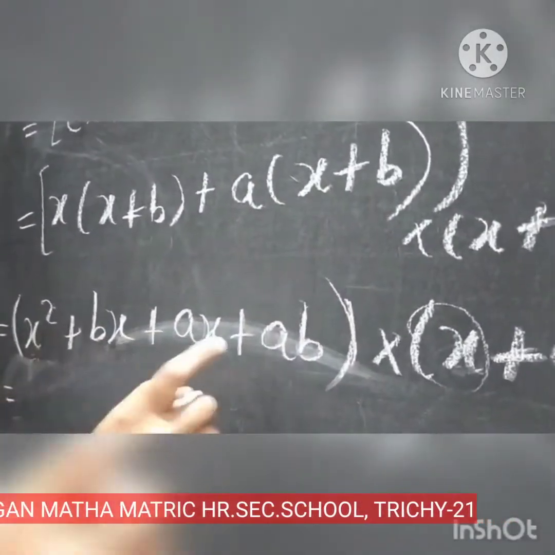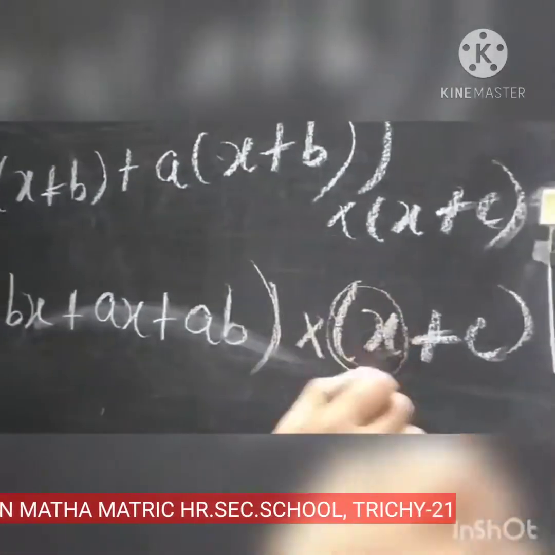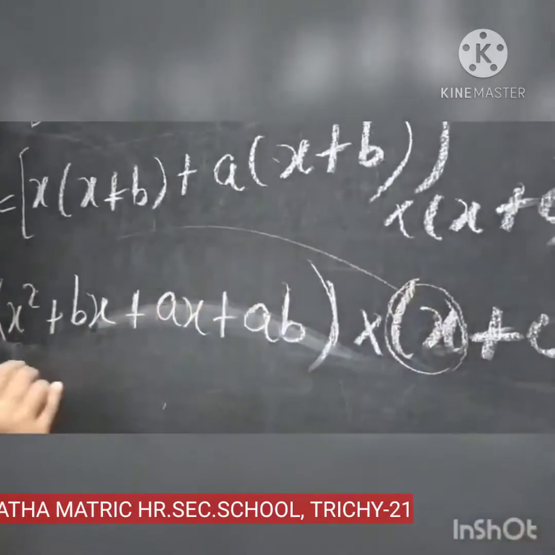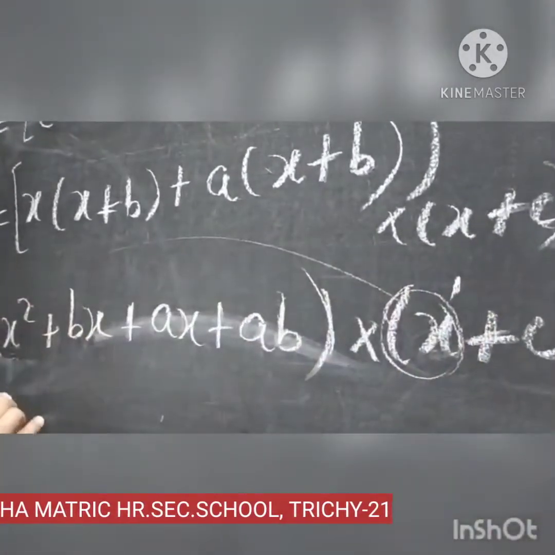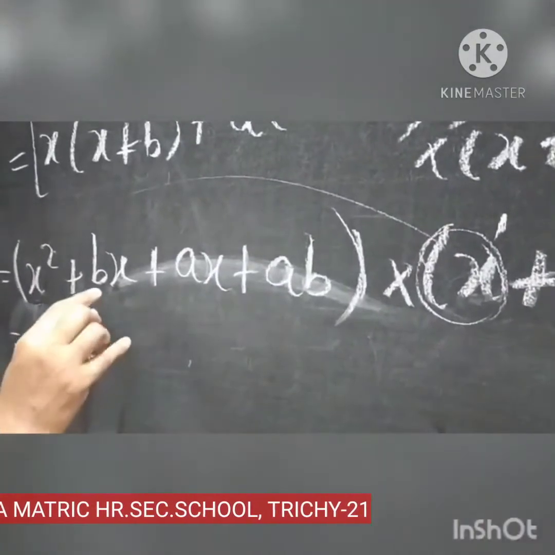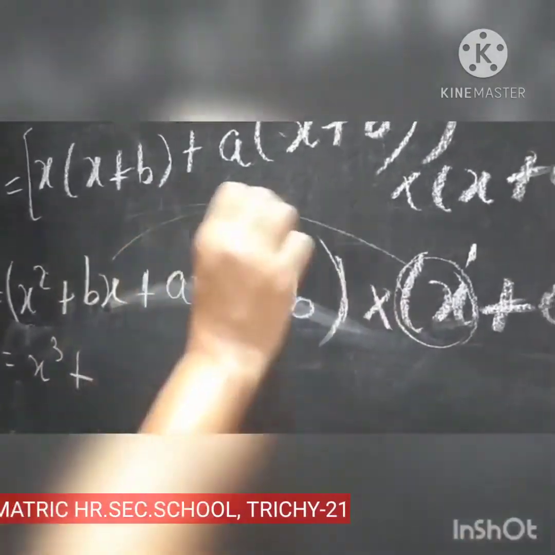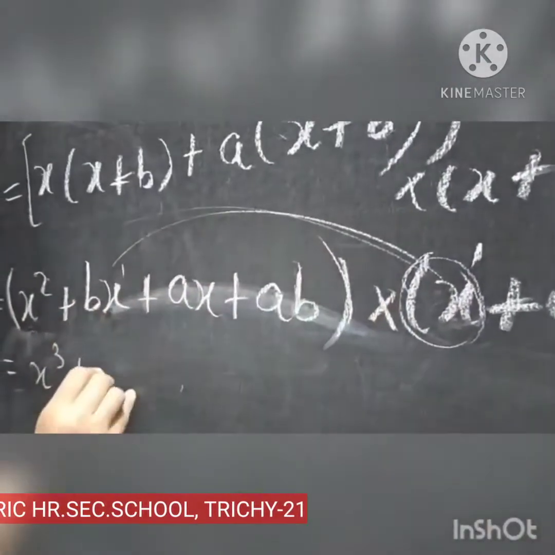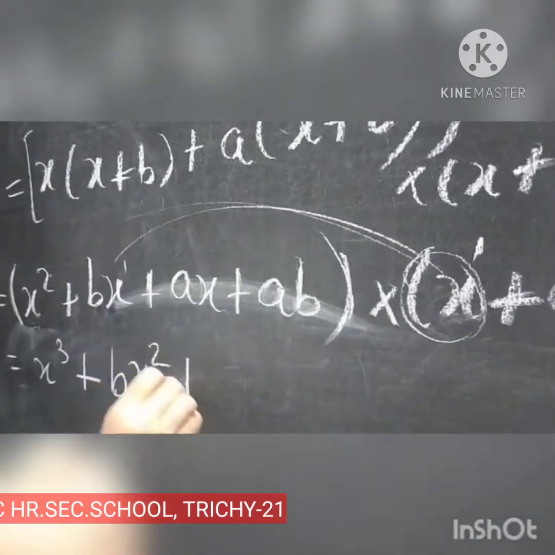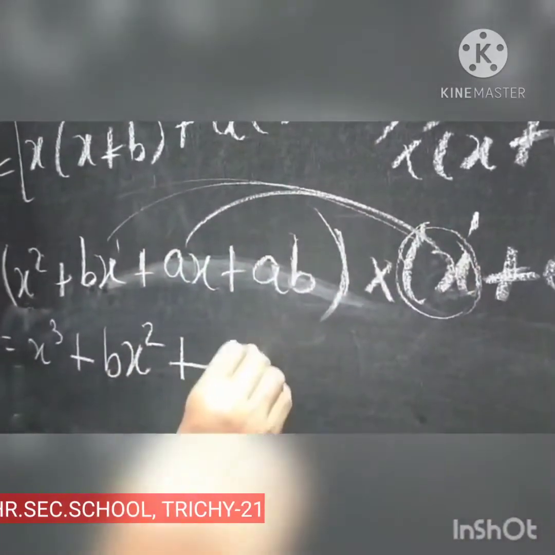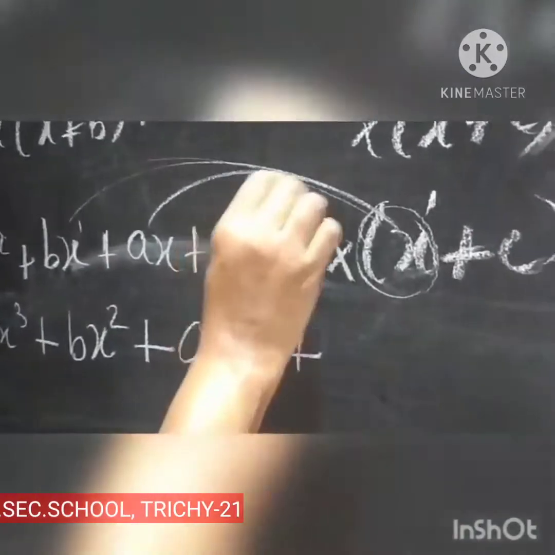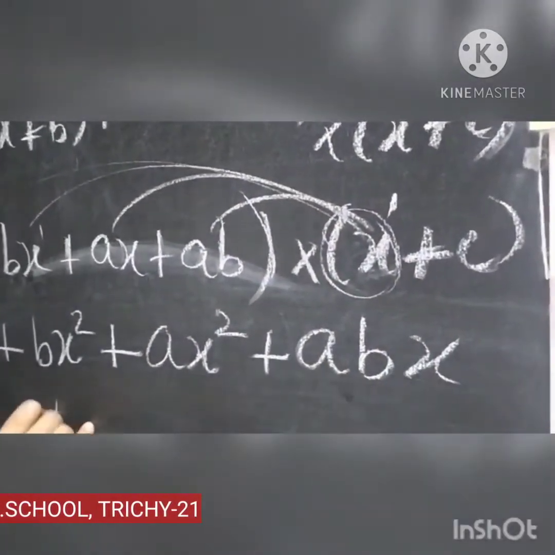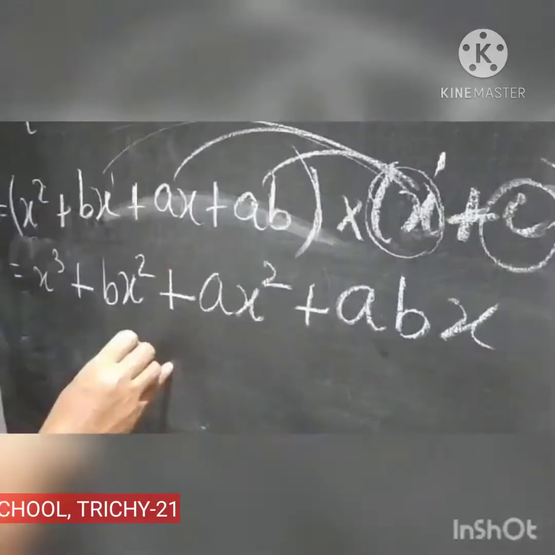Now 1, 2, 3, 4, we have 4 terms. You have to multiply by x, first one. So x squared into x, power 1, so 2 plus 1, 3, x cube. Plus next one, bx into x, x power 1 into x power 1, x squared, bx squared, plus ax into x, ax squared, plus ab into x, abx. That's all over.